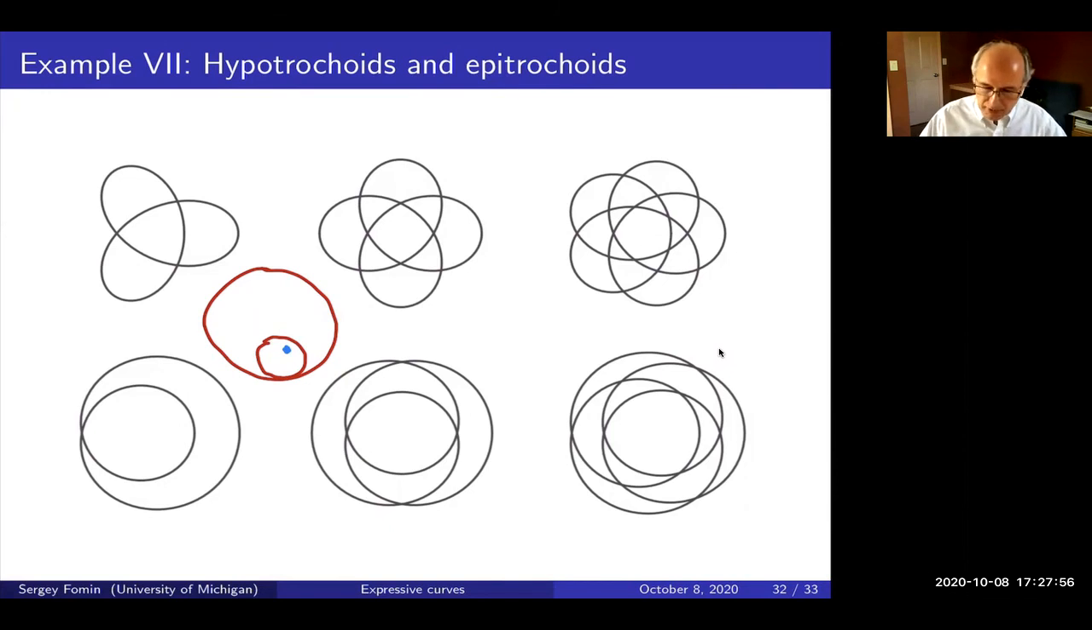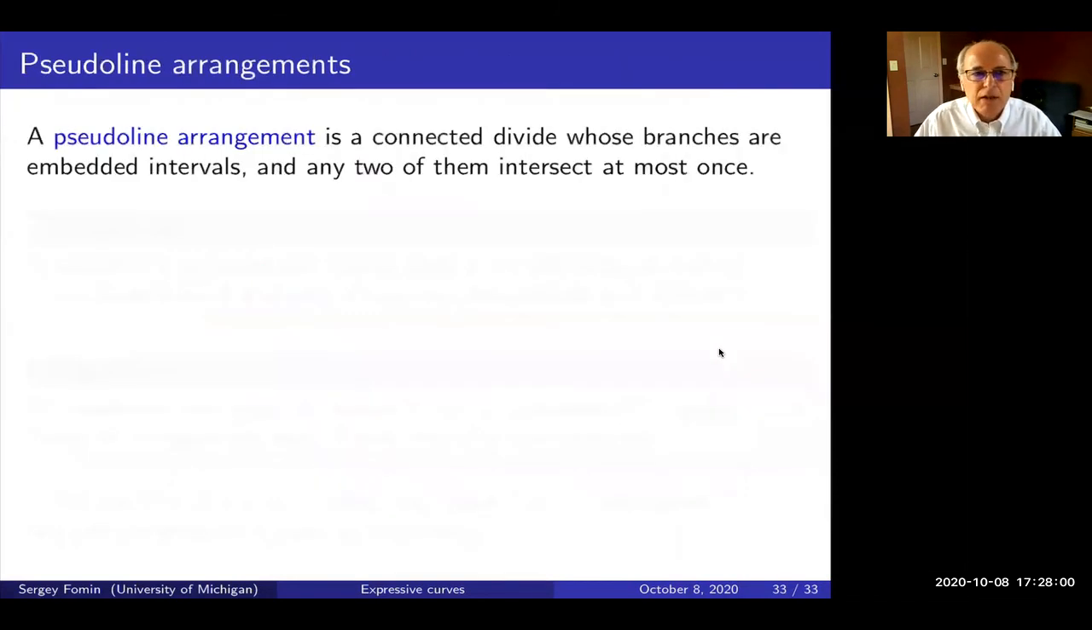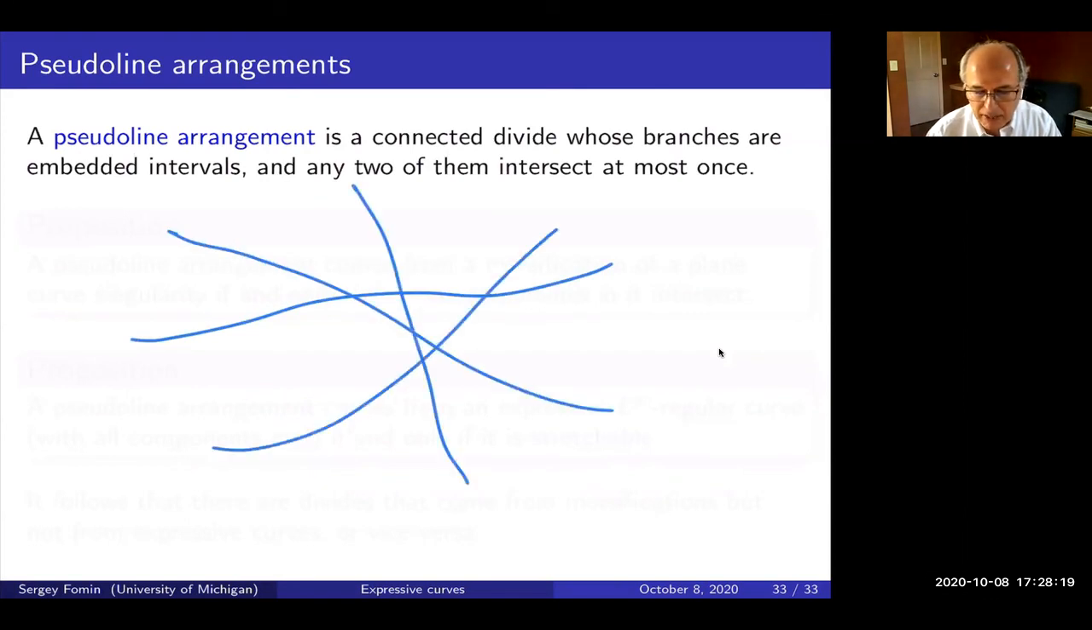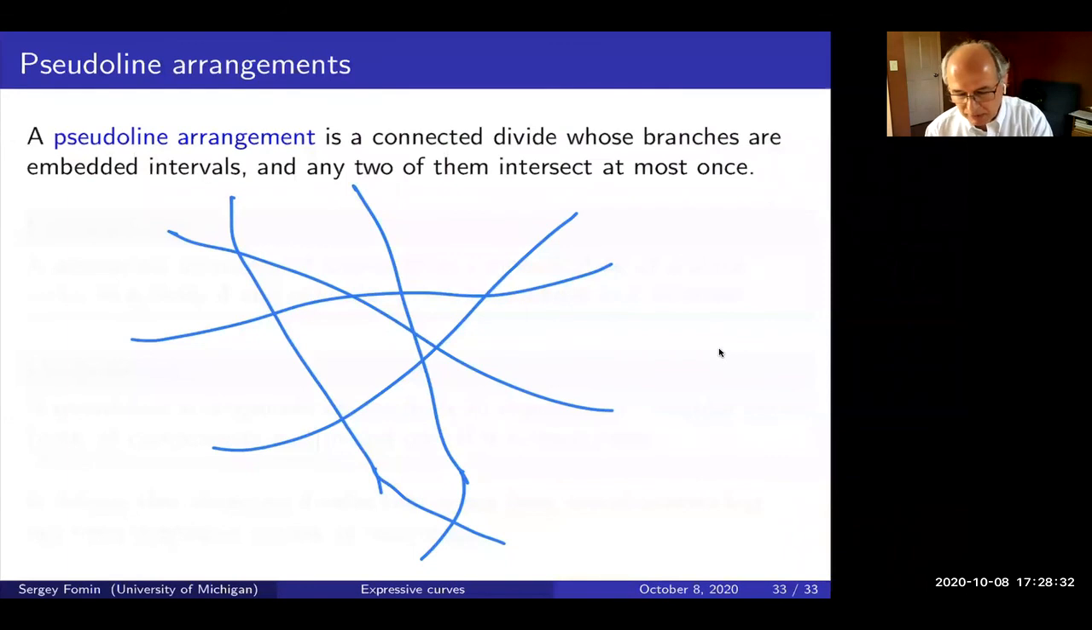So, to finish, let me discuss pseudoline arrangements again. Not line arrangements, but pseudoline arrangements. So what is a pseudoline arrangement? It's a divide in our old terminology. It's a doodle where you have branches which are embedded intervals, and they intersect pairwise the way that lines should intersect, meaning any two intersect at most once. So maybe once, like here, or maybe like here, they don't intersect at all. Okay? So it's a combinatorial concept.